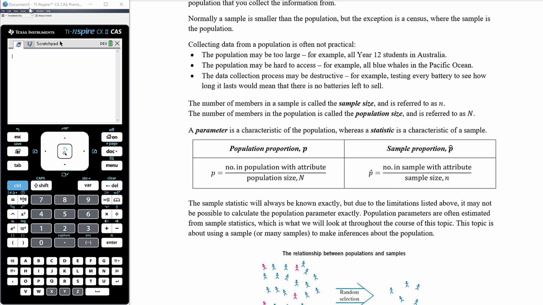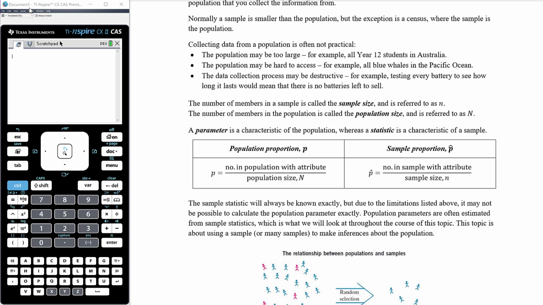Okay. So we talk about the population proportion, and that is P. And it is the number of people in the population with the desired attribute that we're looking at, divided by the population size. Okay, so that'll be the proportion of people in the population that have this desired attribute.